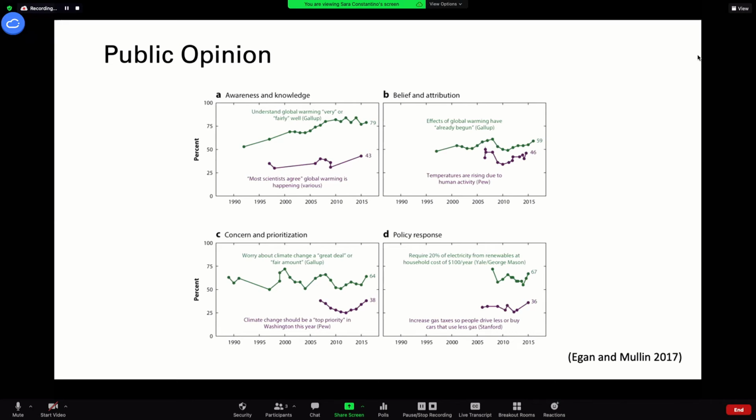And so these are very popular policies. And then you can look at the same thing for carbon taxes or for cap and trade type policies, and you see much more variation across the US. And even for the same policy, as the costs to households are described in more detail, you also see that support diminish.